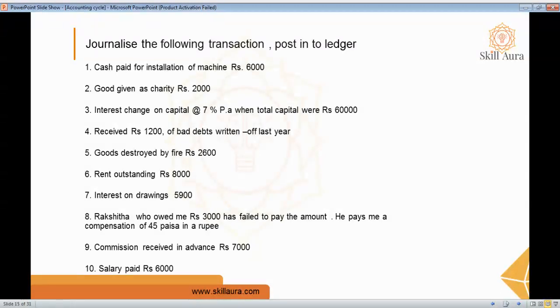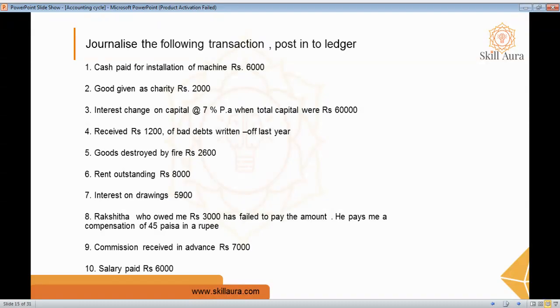The next one is interest charged on capital, 7% per annum, when total capital was 60,000. Here you'll have two accounts, that is interest expenses and capital. In the capital account, you are going to debit the amount, that is 4,900. That is, in 60,000 you'll have 7%. You'll get an amount which will be debited in which account? Capital account. In the capital account, you are going to debit the expenses. In the expenses account, you are going to credit the capital.